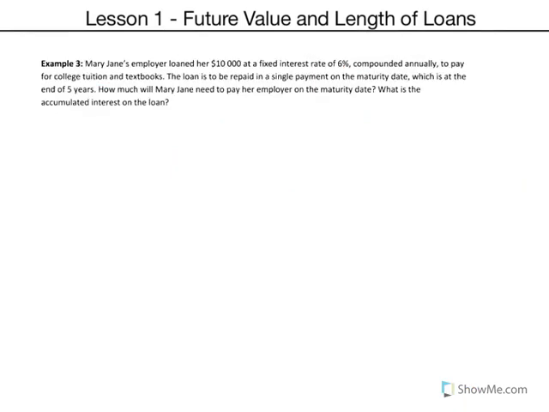Alright, the last example. Mary Jane's employer loaned her $10,000 at a fixed interest rate of 6%, compounded annually to pay for her college tuition textbooks. The loan is to be repaid in a single payment on the maturity date. Maturity means when the loan is done, which is at the end of 5 years. How much will Mary Jane owe her employer on the maturity date, and what is the amount of interest that she had to pay?